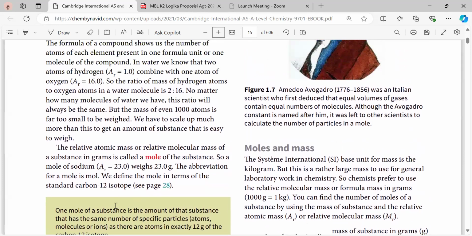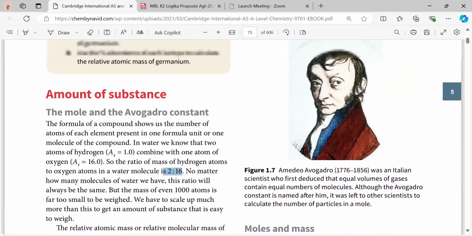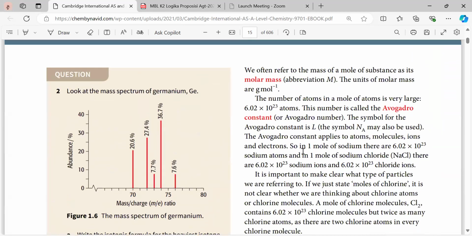So this is kind of confusing, so just focus on this: basically this whole thing means that a compound always has the same ratio no matter how much mass it has, whether 1,000 atoms or something. If the ratio is this, then it will always be the same. So it's pretty much constant. And then the measurement of atoms, you can call that a mole of substance. So this is basically the summary of the whole thing.